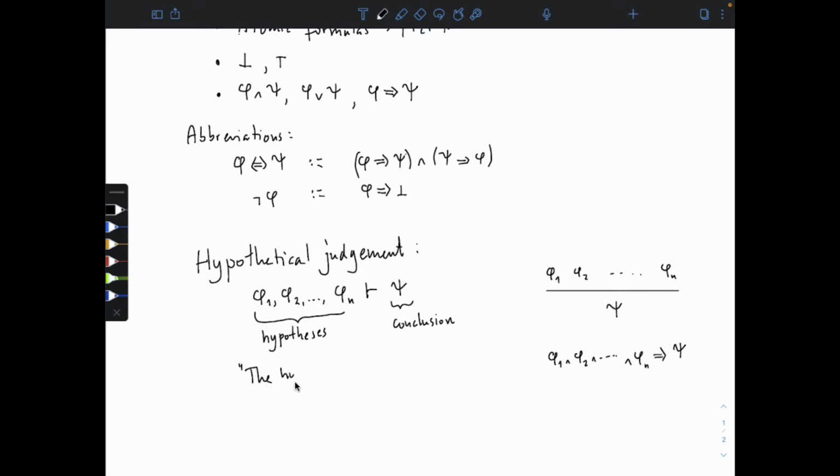the hypotheses phi 1 to phi n entail, I'll use the word entail, psi. So here it was from the premises we get the conclusion. And here we have the conjunction of these implies psi. It's true that they're all similar, but they live at different levels. They live in different worlds.